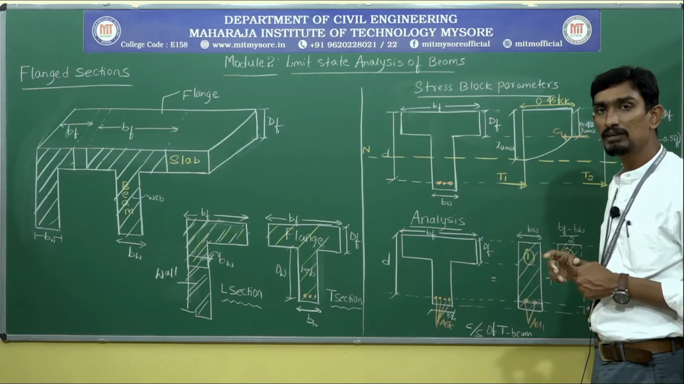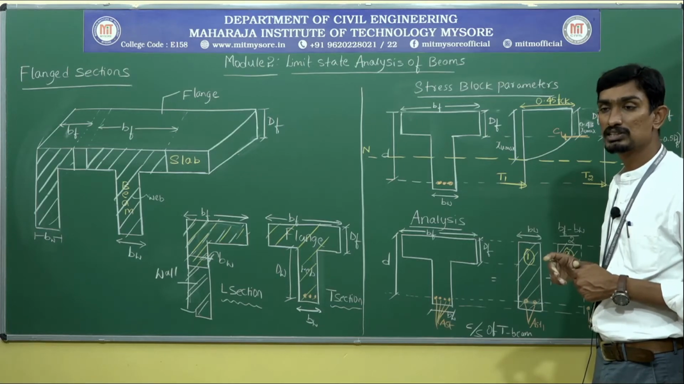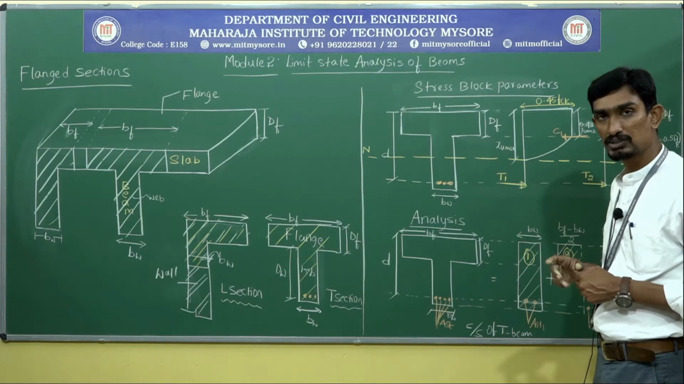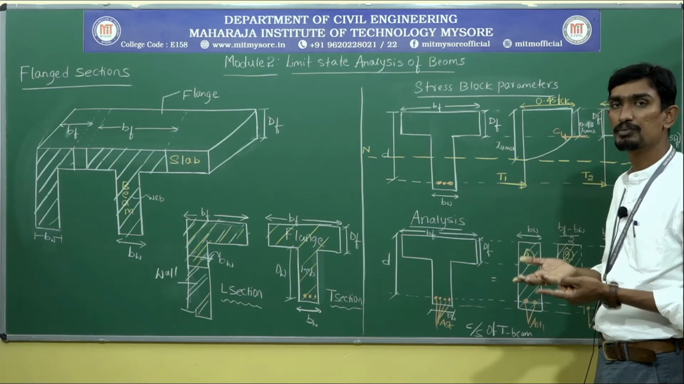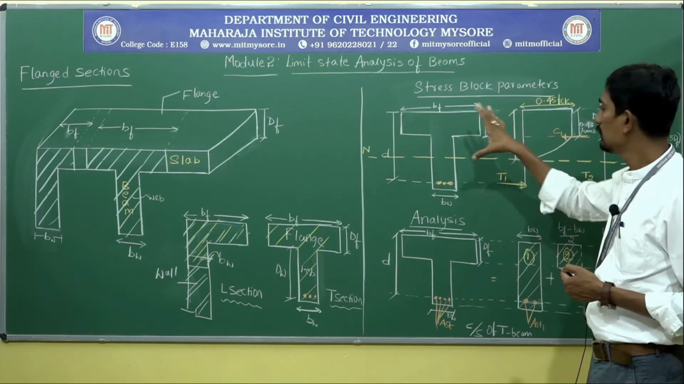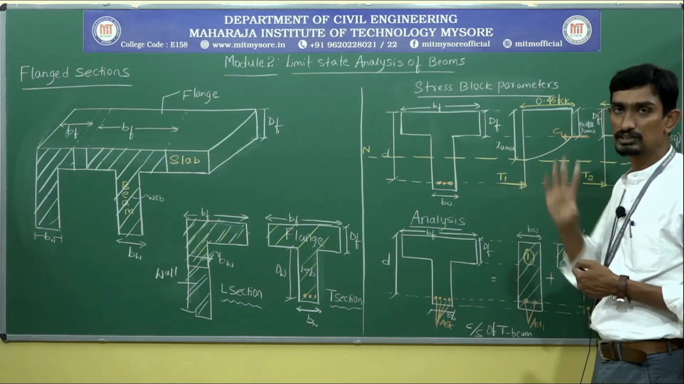Next, coming to the stress block parameters of the same flanged section. Because in the singly reinforced section and the doubly reinforced section, we came across the stress block parameters for the singly reinforced beam and the doubly reinforced beam. Here also the stress block parameters for the T sections, the flanged sections, have to be considered.